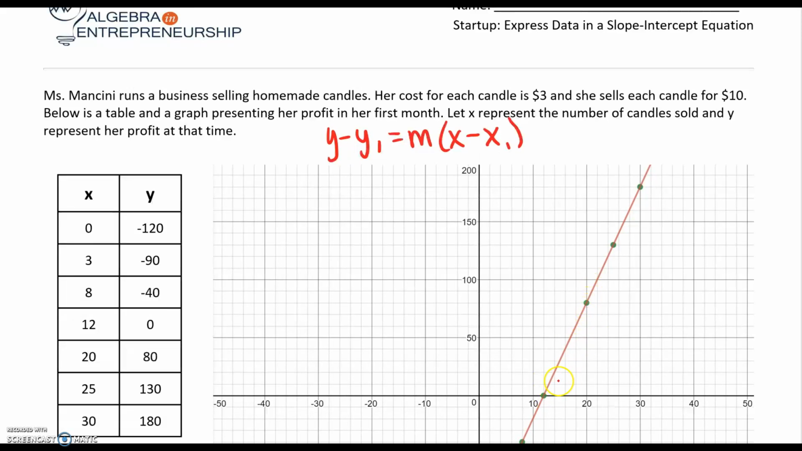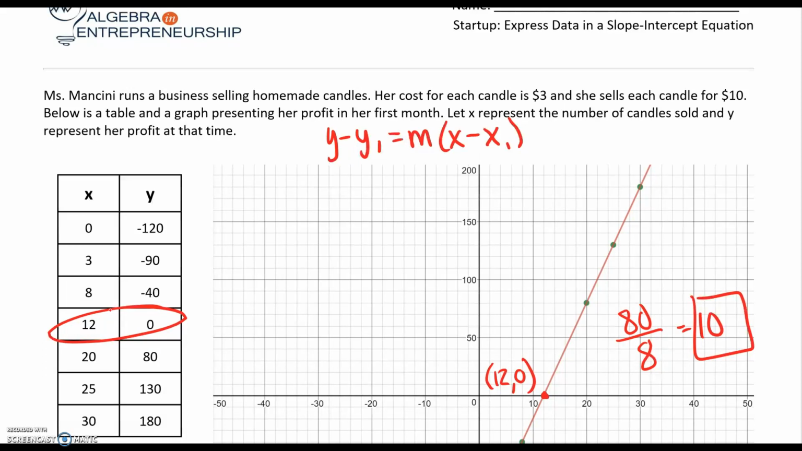Just as a reminder, to get the slope, you have to rise, let's see, 50, 60, 70, 80, and run, that's 2, 4, 6, 8. So just as a recap, the slope was 10. That's my m here, and I can pick any point on the line. I'm just going to pick an easy one. Since it has 0 as a coordinate, it would make it easy. This would be the point (12, 0), which is over here on the table.